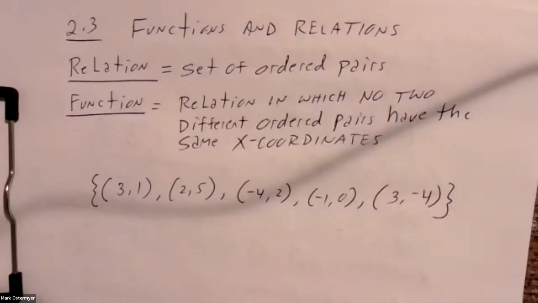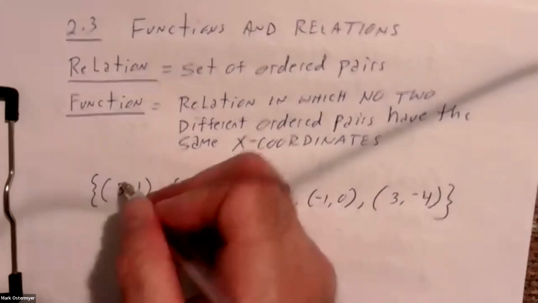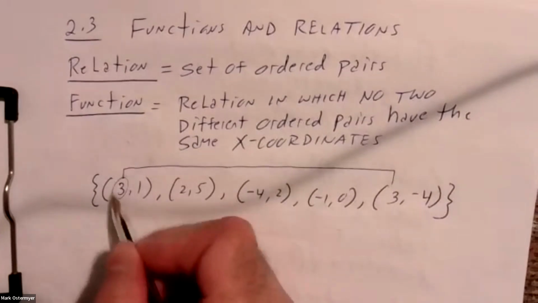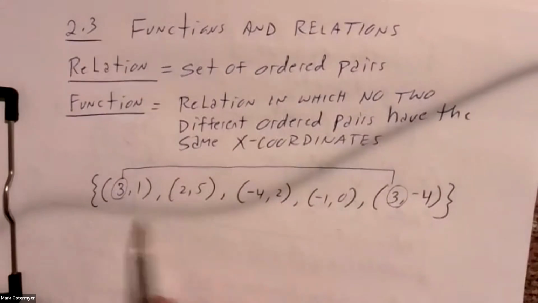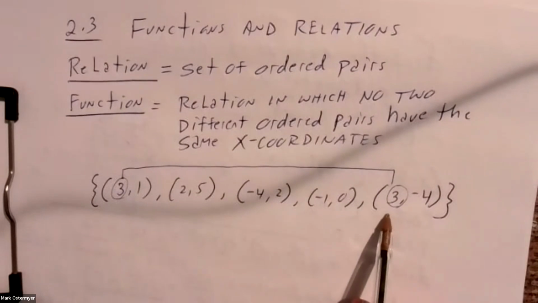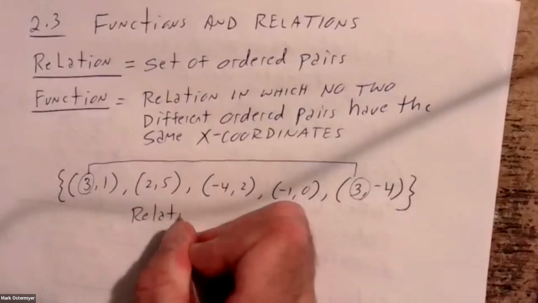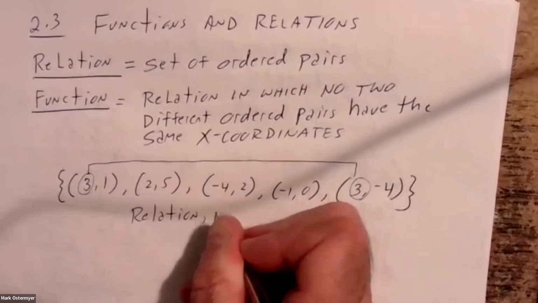All right, so we do have two different ordered pairs in this relation that possess the same X coordinate. We don't care if we have duplicate y coordinates. It's only if we have duplicate x coordinates. So notice these two different ordered pairs here do have the same x coordinates. And because of that, this is not a function. It's only a relation. So this is just a relation, not a function.